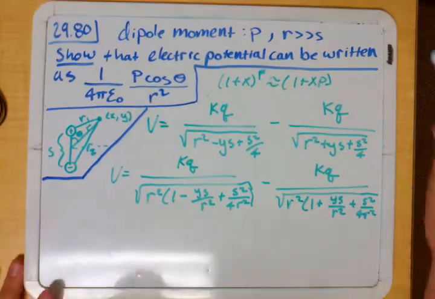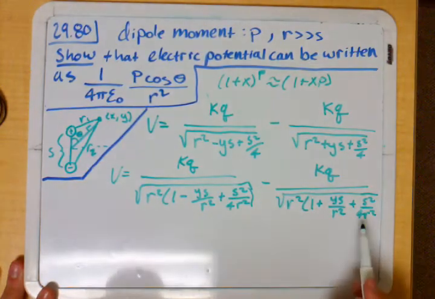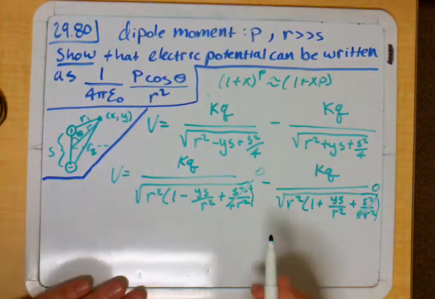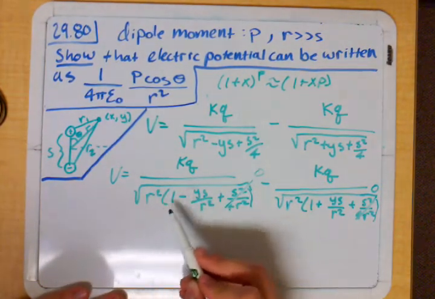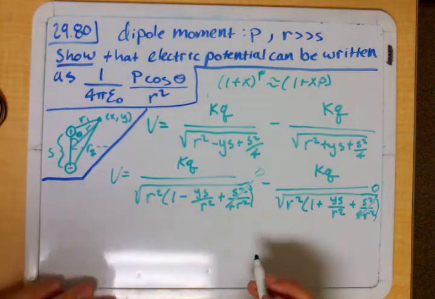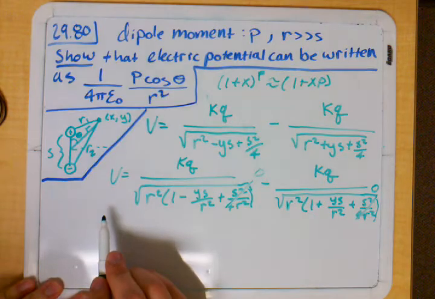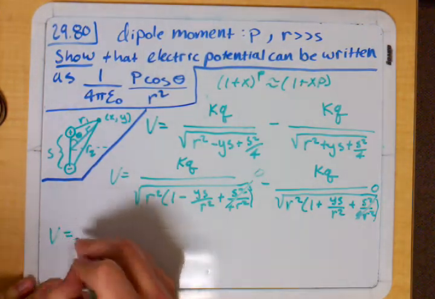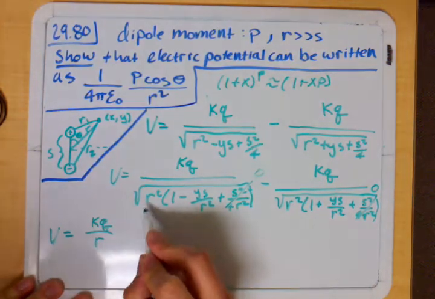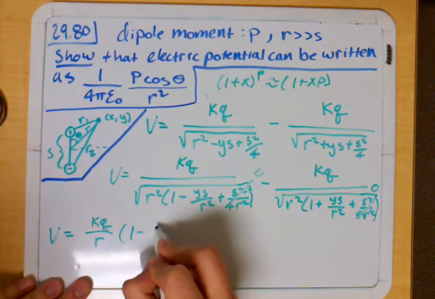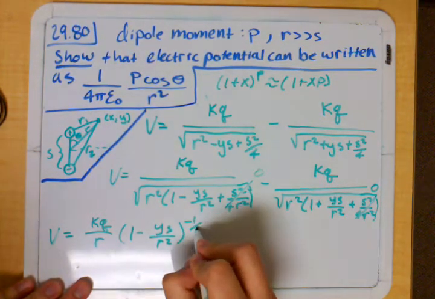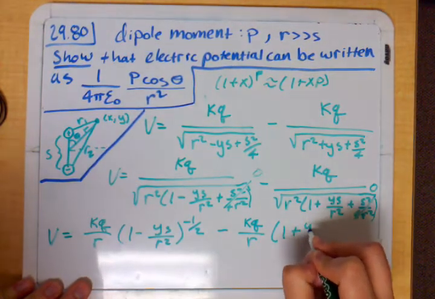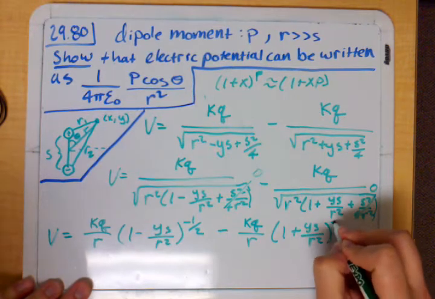Since r is much, much greater than s, these values of s squared over 4r squared go to 0, due to the fact that s is so minuscule and r is so great. So now we just have kq divided by the root r squared times 1 minus ys divided by r squared. Now, taking the r squared out of the radical, we have V equals kq over r times 1 minus ys over r squared to the negative 1/2, minus kq over r times 1 plus ys over r squared to the negative 1/2 power.